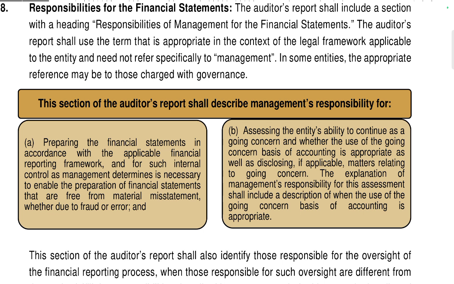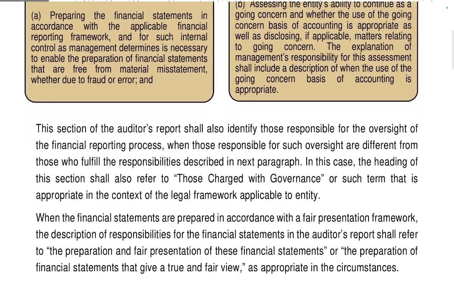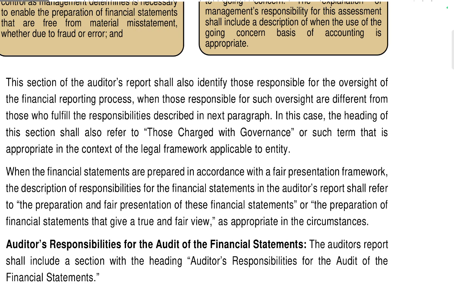In this section, the auditor's report describes management's responsibility for assessing the entity's ability to continue as a going concern, whether the use of the going concern basis of accounting is appropriate, and disclosing, if applicable, matters relating to going concern. The explanation of management's responsibility for assessing shall include a description of when the use of the going concern basis of accounting is appropriate. This section of the auditor's report shall also identify the responsibility for oversight of the financial reporting process.